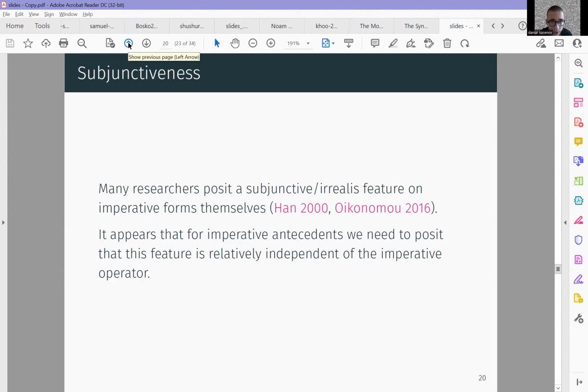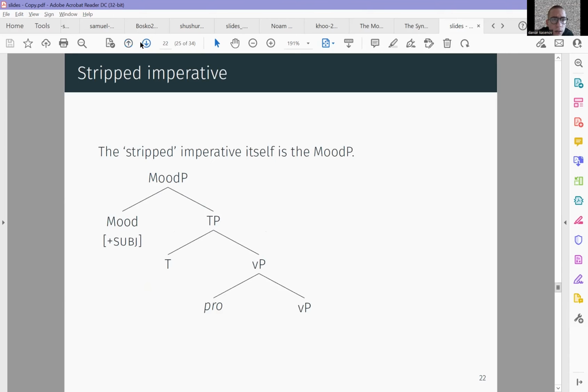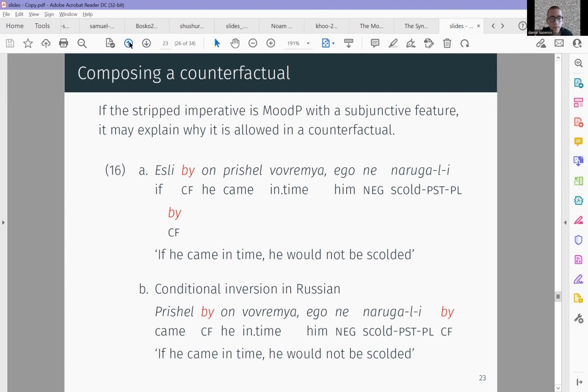And one of those is obviously an antecedent of a counterfactual, because, as in 16a and 16b, when we observe regular counterfactuals in Russian, we see a subjunctive particle бы in antecedents. Если бы он пришел вовремя, его не наругали бы. If he came in time, he would not be scolded.